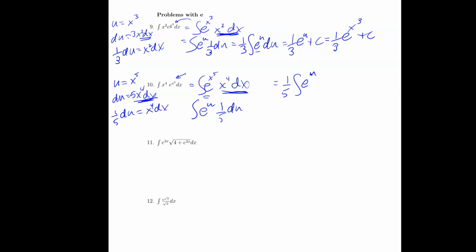And you know the antiderivative of e to the u is e to the u plus c, and then you put the x's back in. e to the x to the 5th plus c.